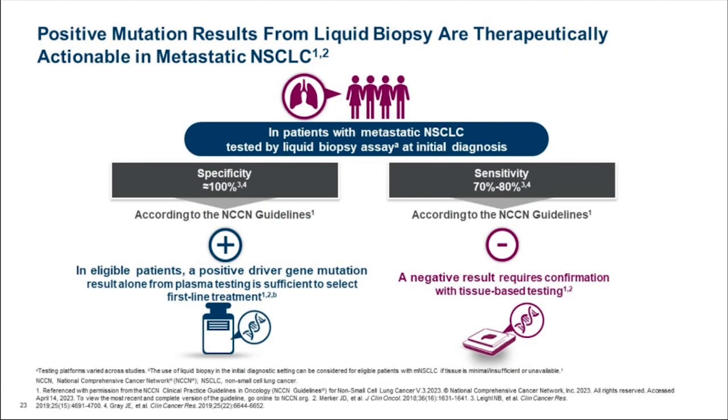And of course, when we consider specificity and sensitivity, according to NCCN guidelines, in eligible patients a positive driver mutation result alone from plasma testing is sufficient to select first-line treatment. And when we look at the sensitivity, according to the NCCN guidelines, a negative result from plasma testing requires confirmation with tissue-based testing. So if you've got a positive result, you can act on it, but if you've got a negative result on plasma, then you're going to want to see if you can acquire some tissue.